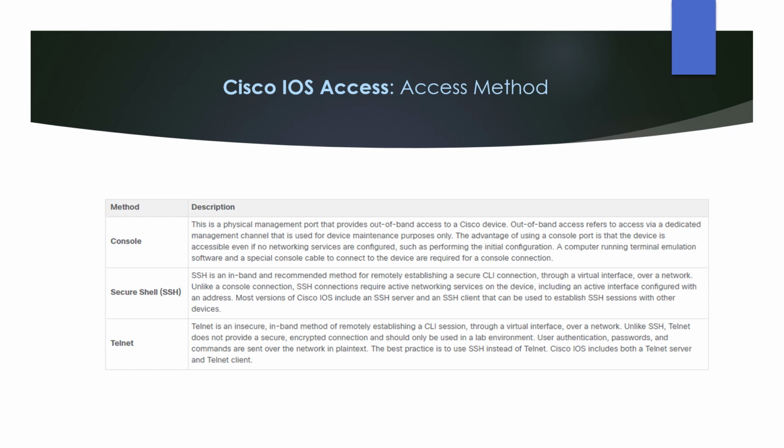Some devices, such as routers, may also support a legacy auxiliary port that was used to establish a command line session remotely over a telephone connection using a modem. Similar to a console connection, the AUX port is out of band and does not require networking services to be configured or available. And remember that the first time you configure a switch or a router, you will start with the console.